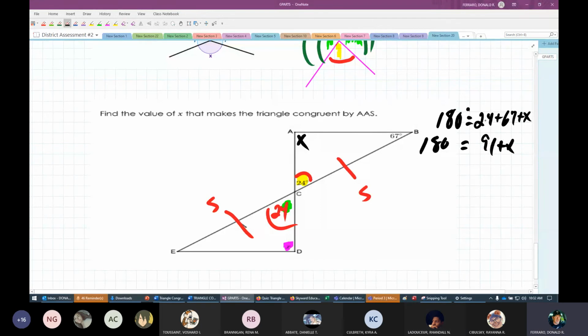Well, 67 and 24: 60 and 20 is 80, and 7 and 4 is 11. So that's 91, right? So it's 91 plus X equals 180. So I subtract 91 on this side, I subtract 91 on this side. And 180 minus 91 is going to be 89, which equals X. So this angle right here is going to be 89. And we got angle, angle, side.